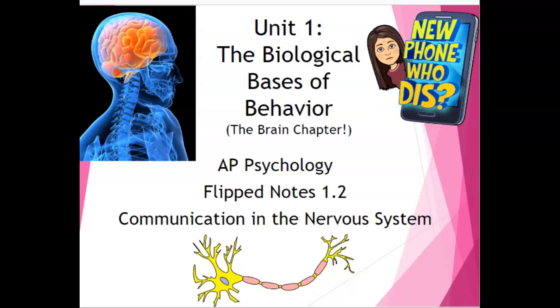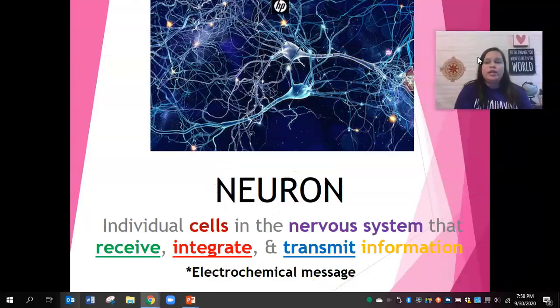Let's get started. So we've learned already that your body has 86 billion neurons. That's a lot of neurons. Not 100, we know that was a myth, but 86 billion. So what is a neuron? Really breaking it down here.